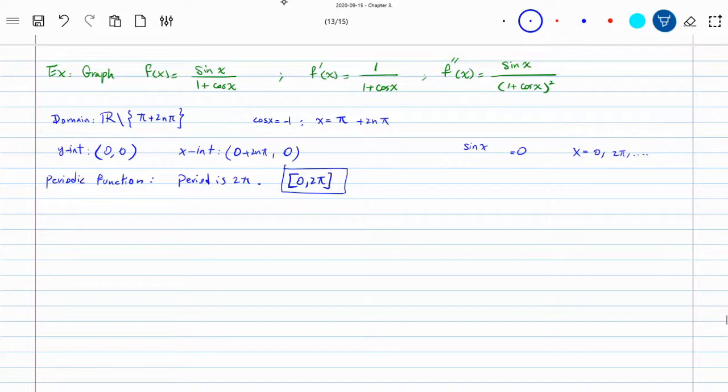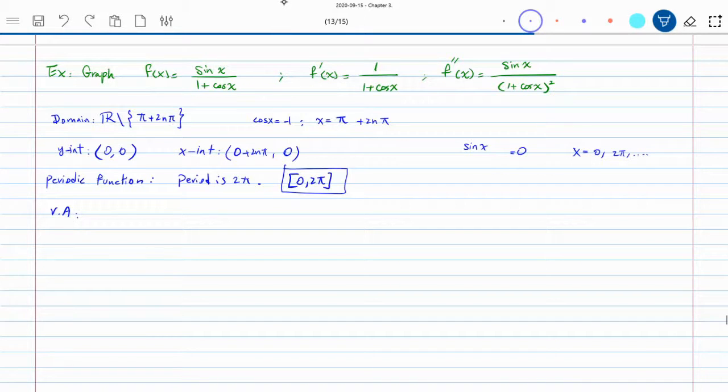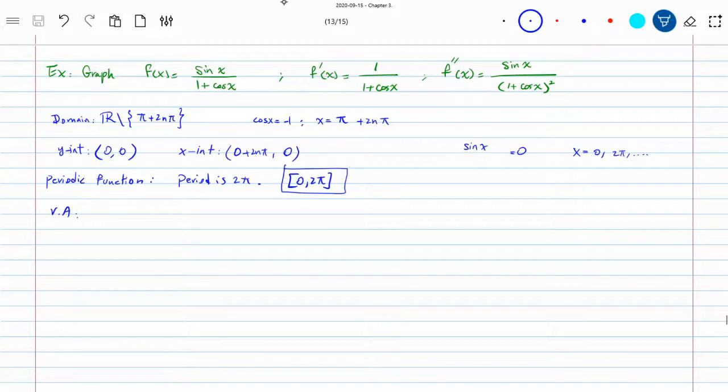Okay. Next step would be to find the vertical and horizontal asymptotes. For the vertical asymptote, look at the critical number. The critical number is where the denominator is 0, the choice for the vertical asymptote. So in this case, where do we get the denominator to be 0? It happens to be at x equal to pi. So is the vertical asymptote x equal to pi? That's the question that we want to figure out.